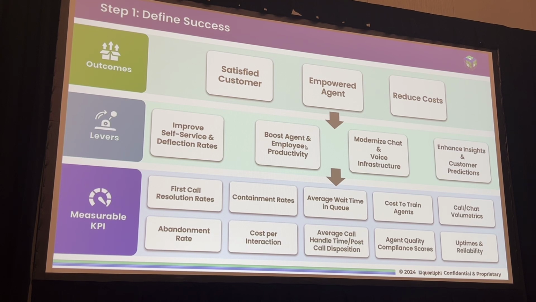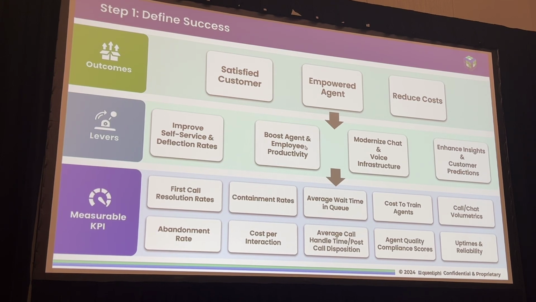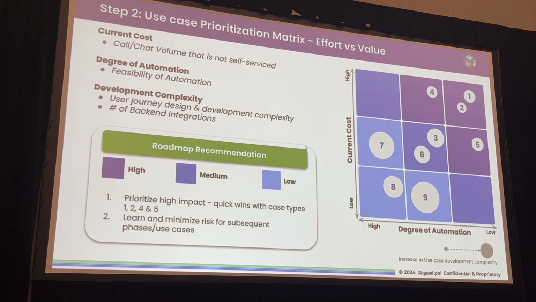So, step 1, define success. Identify how your contact center is performing on these measurable KPIs, and set a baseline. Right? And from there on, you say, all right, now I'm doing 7% containment. Let's target 25. How can we get there? So, how can you get there? Again, a very simple and effective approach.